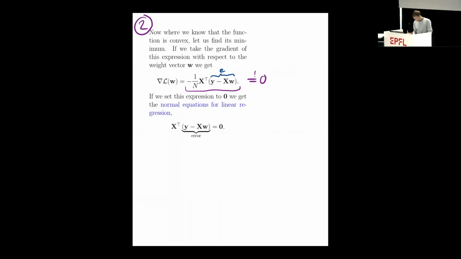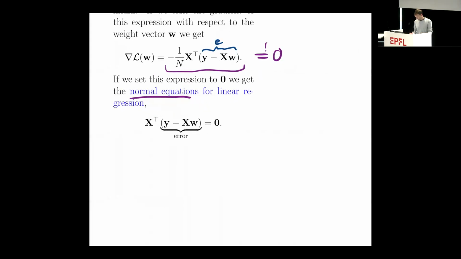And this equation, for the case of linear models, is called the normal equation. And why is it called this? Because if you look at it, it kind of means that two things are orthogonal to each other.